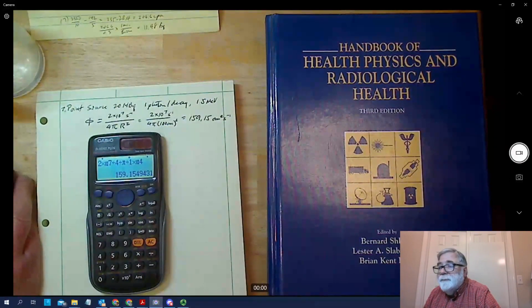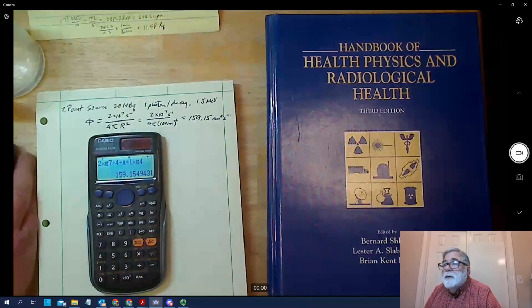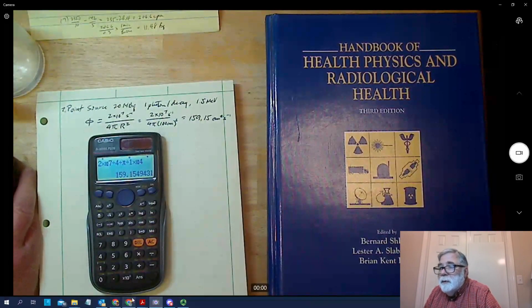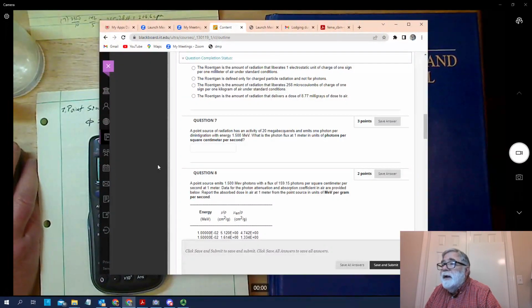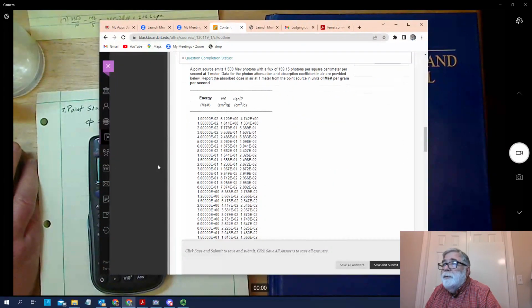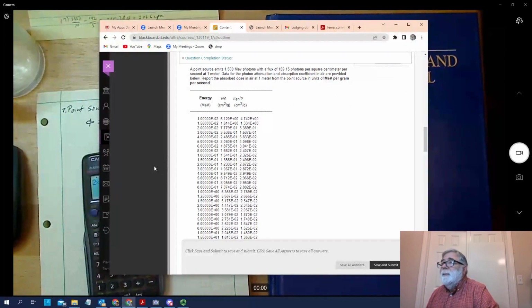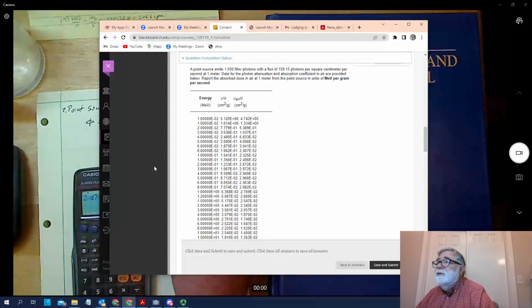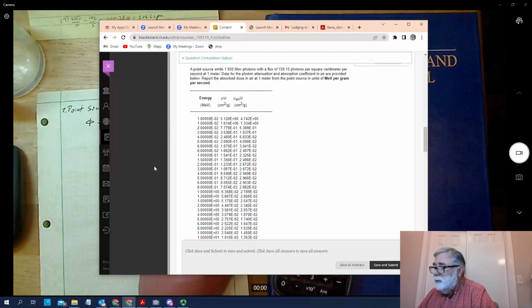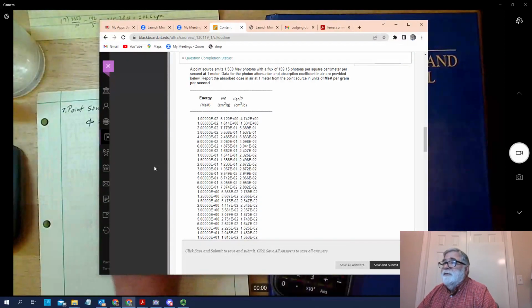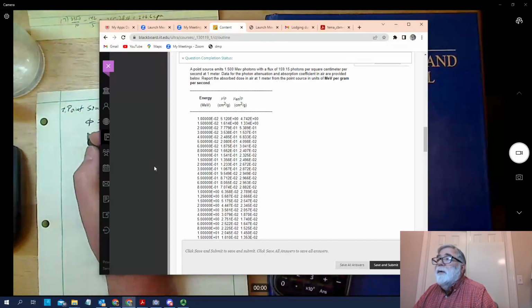Now let's go back. Now question 8 is very similar. It's the same thing, 1.5 MeV photons, 20 megabecquerel source. This time I give you the fluence of 159.15 per square centimeter per second. So I took the fluence that I had calculated for the first one and used it in the second. So I want to know what is the absorbed dose rate.